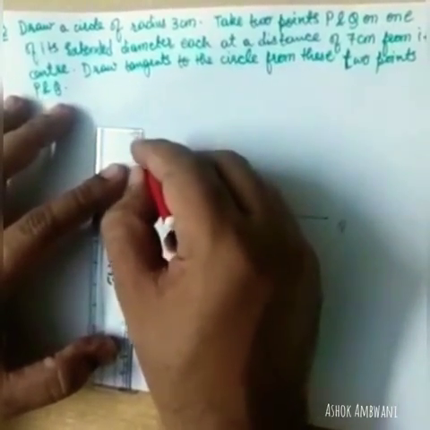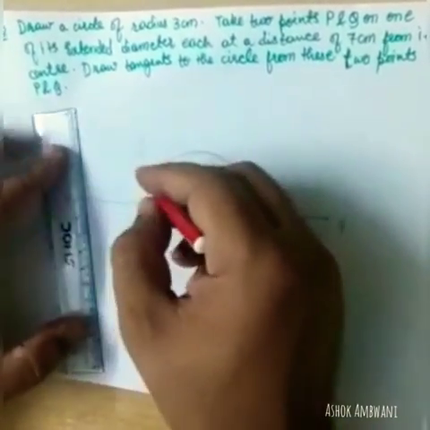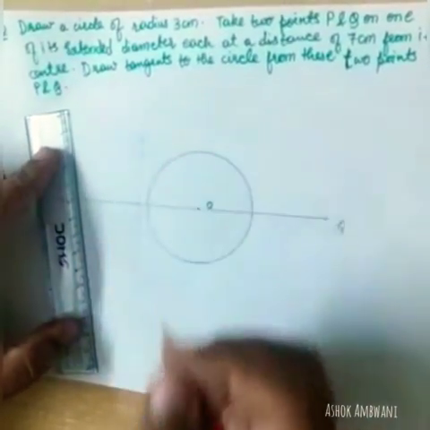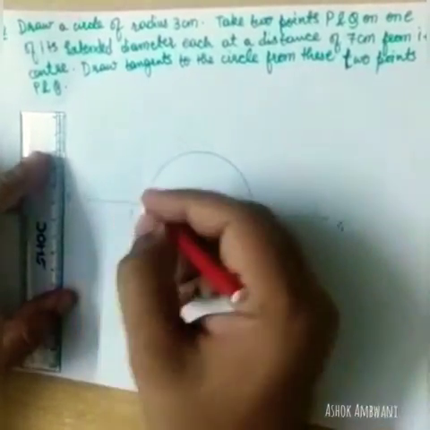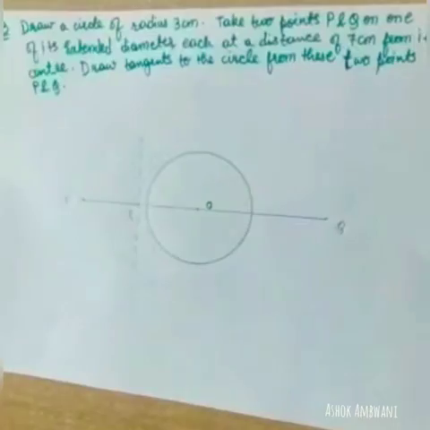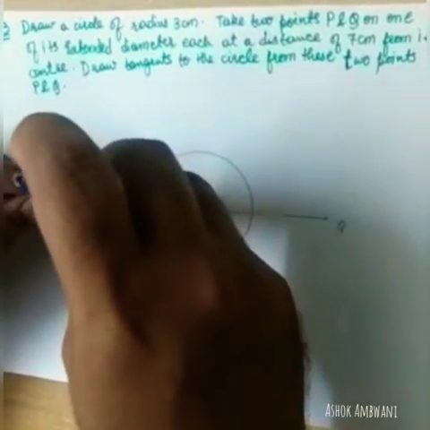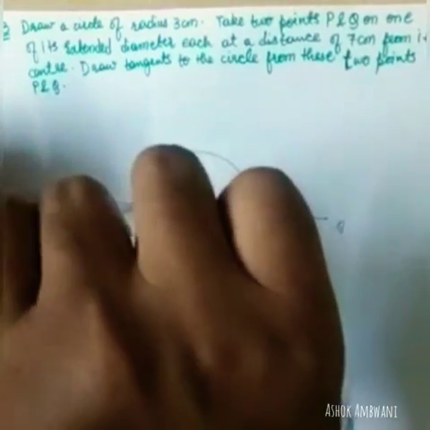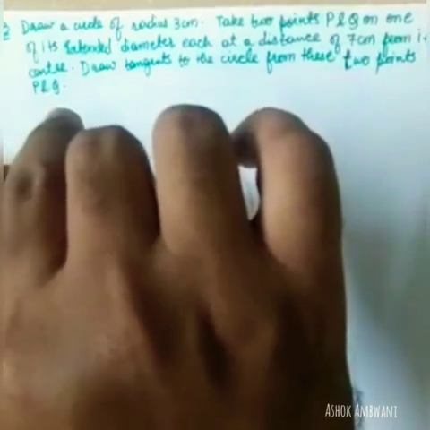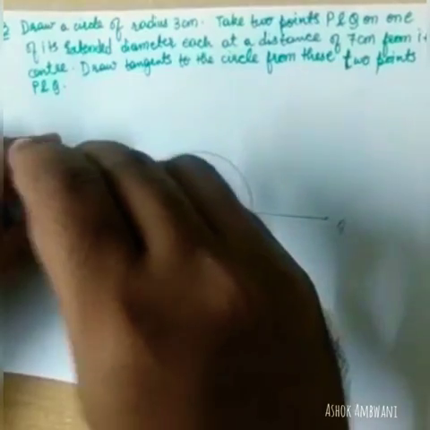So I'll join them with a dotted line, and name it as point E. Okay, now as we have got point E, we will be taking the radius, again the same thing, just what we did in the first two constructions. PE as radius. Over here you can see PE and EO are the same.